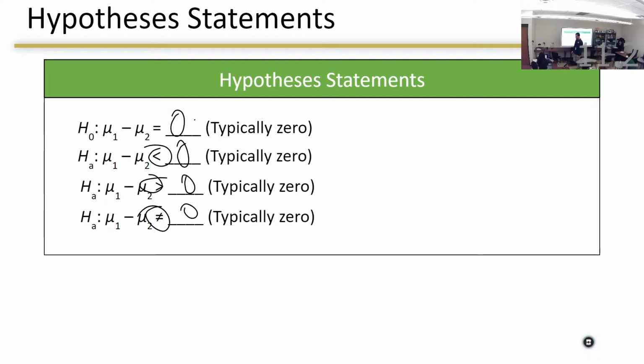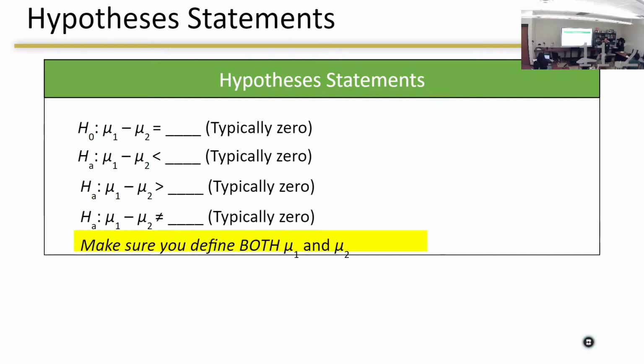I don't think it's not 0. I think they're always 0. But the biggest thing, and one of the things that I took -1 on this last test, is you have got to define mu1 and mu2. Anytime you write a hypothesis, you have got to define that variable.